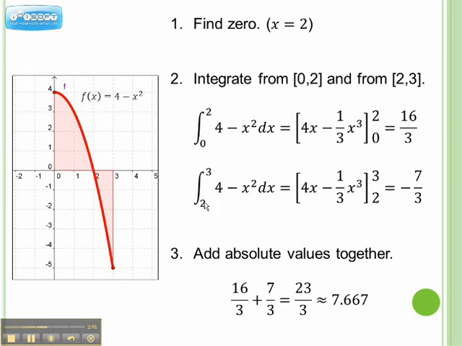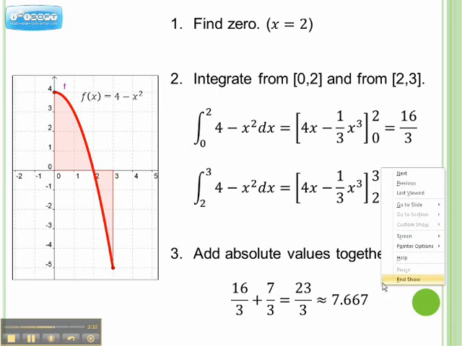If I do the same from 2 to 3, same antiderivative, put 3 in, put 2 in, I get negative 7/3. That is this area down below. It's negative because it's below the x-axis. To find the total area, I just take their absolute values, 16/3 plus 7/3, add them together to get 23/3, which is approximately 7.667. Okay?